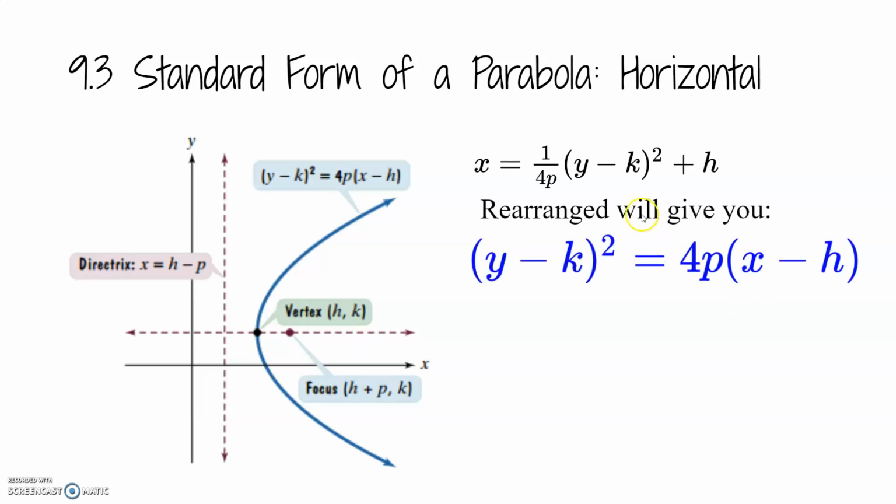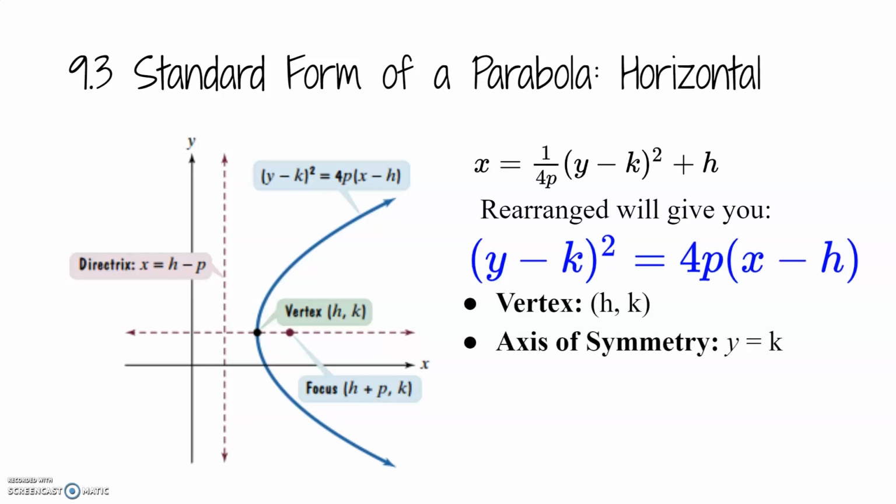So this time you notice a horizontal, it's the y that is being squared. So if I see a y squared term, automatically I know it's horizontal. If the coefficient on that is positive, I know it's going to open to the right. And if P is negative, it's going to open to the left. And of course, (h, k) is still that vertex. So the vertex stays the same.